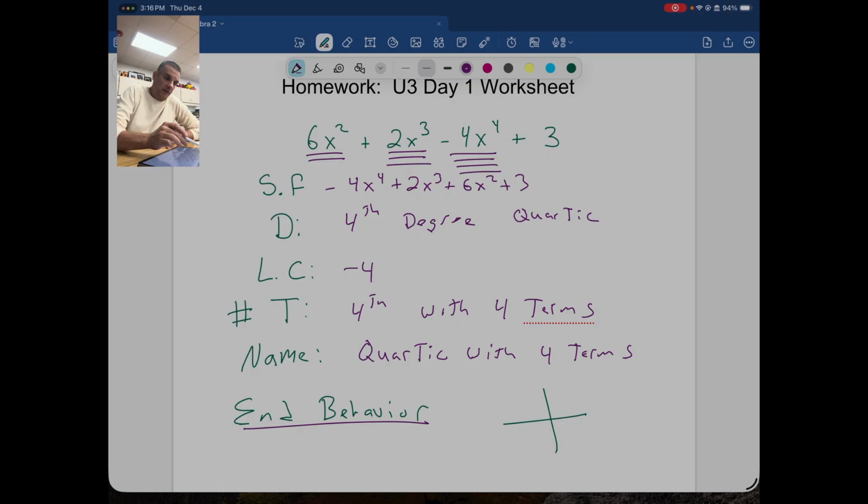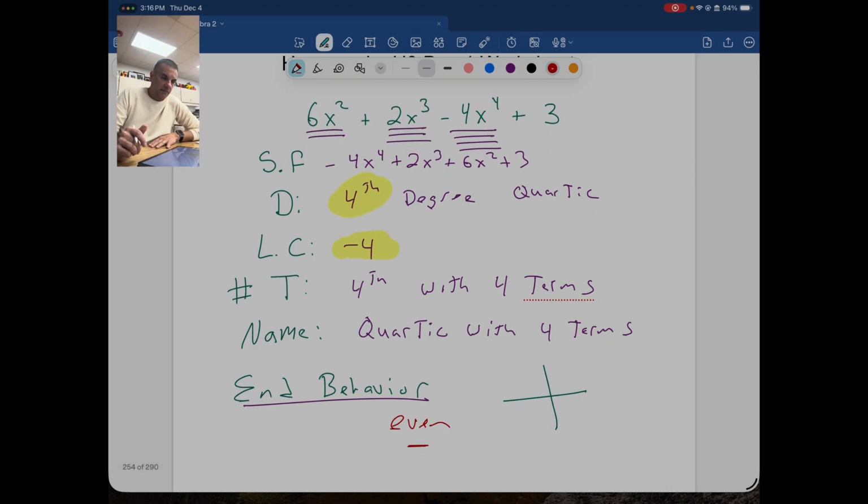The end behavior. We look at the degree. It's a 4th degree, so 4 is even. And then we look at the leading coefficient. The leading coefficient is negative 4, so it's even and negative. Even and negative, our end behaviors are in 3 and 4.